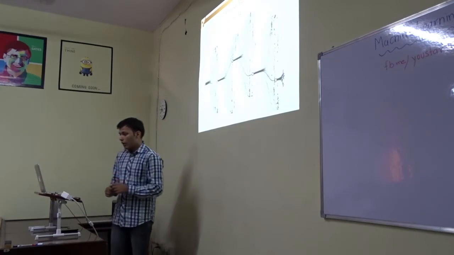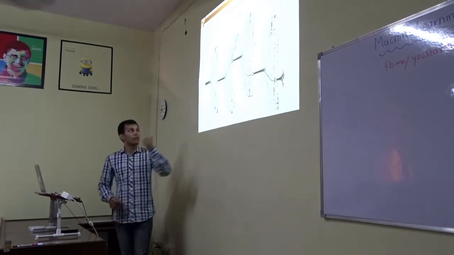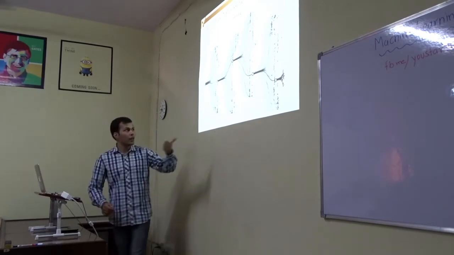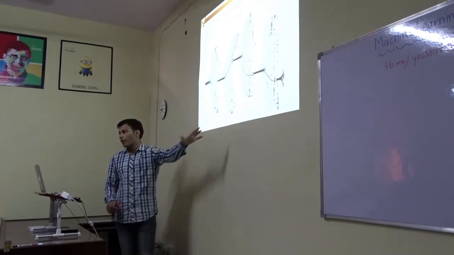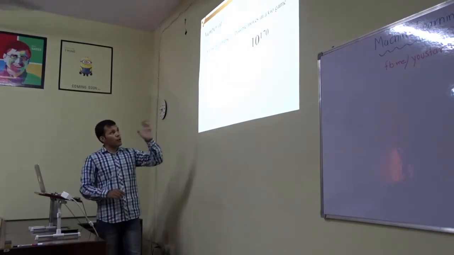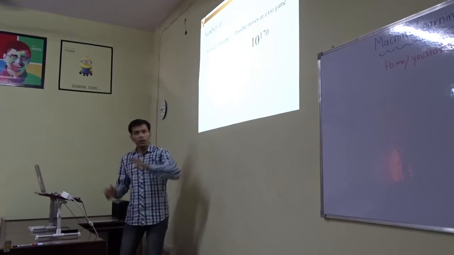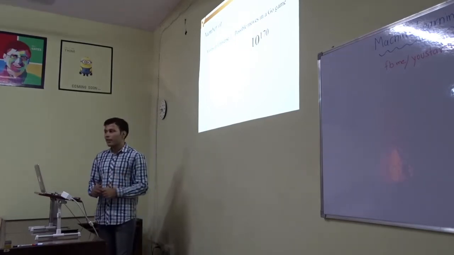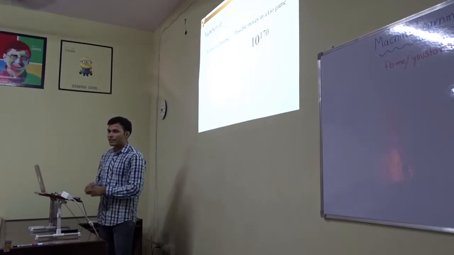But in AlphaGo, there are 200 possible moves after each move. So whereas in chess we have just 20 moves, in the game of Go we have 200 possible moves after every move. So the total number of possible games in Go is 10 to the power 170. Can anyone tell me how many atoms there are in the universe? Just a random guess.